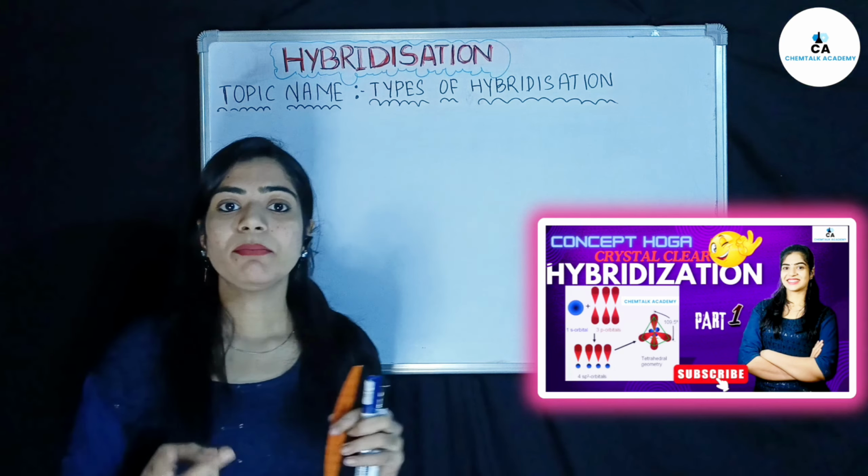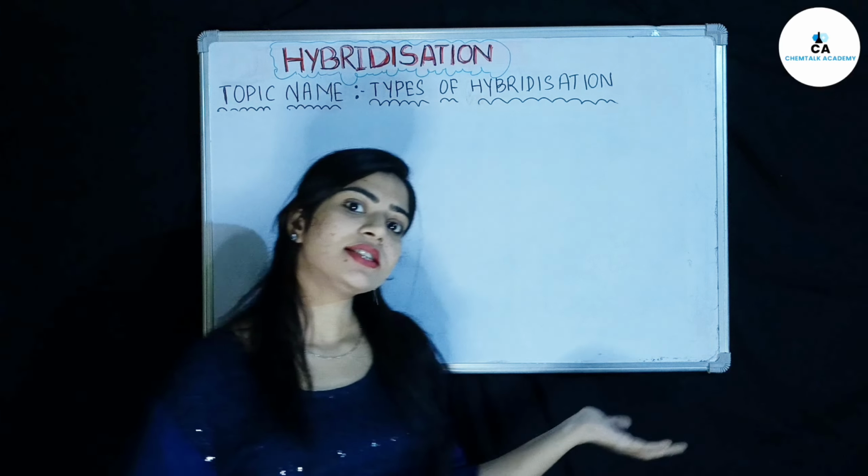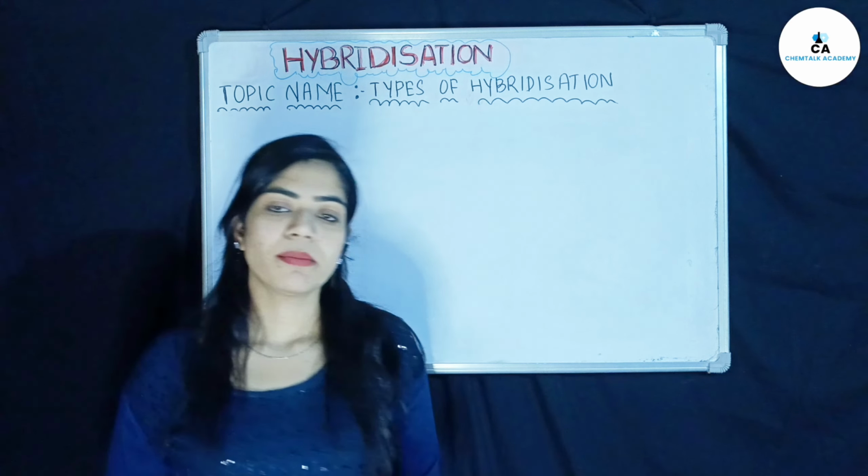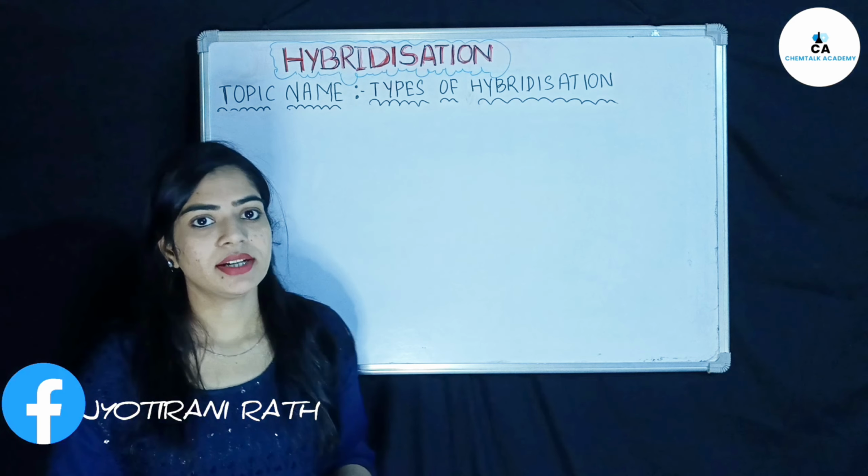Today we are going to discuss the types of hybridization. As I told in the last class, there are many orbitals: s orbital, p orbital, d orbital. So our hybridization type will also be different. When we intermix one s orbital and one p orbital, we get sp hybridization.